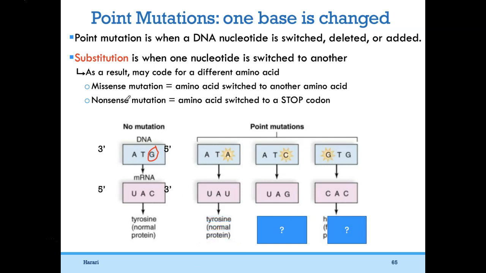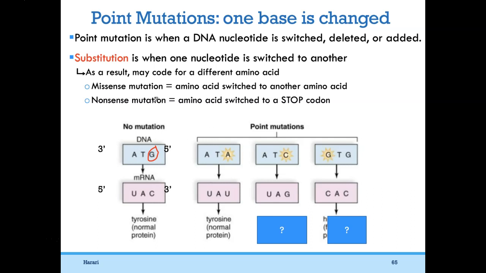So there are two types of consequences you can see. A missense mutation is when you have a complete switch of amino acid. One amino acid gets switched to another. And in this case, that didn't happen because ATA still encodes for a codon, UAU, that specifies for the amino acid tyrosine. So even though there's a mutation, it's still the normal tyrosine. So this is a case of a mutation that's not harmful at all.